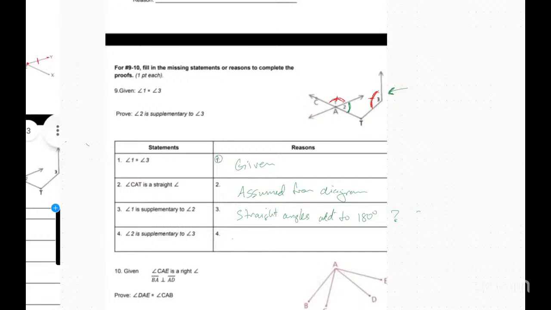So again, I don't know. I don't have the reasons that your teacher gives you. Yes, sir. 1 is supplementary to... Trying to think if we could use the substitution or transitive. 1 is supplementary to 2.